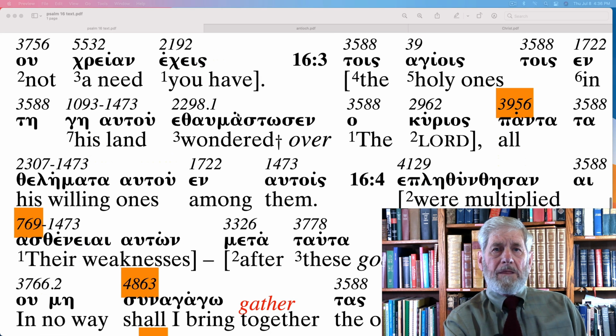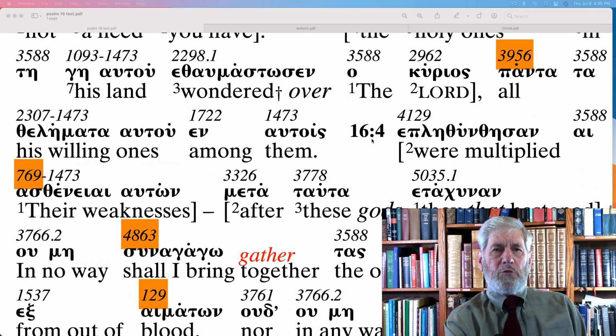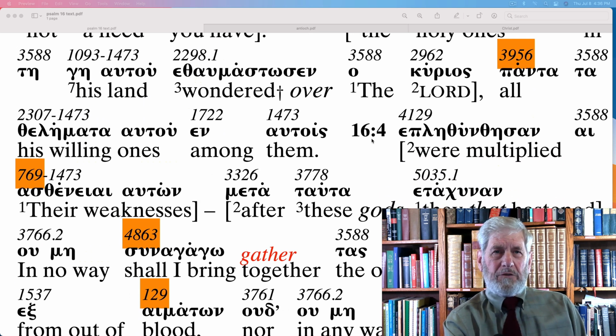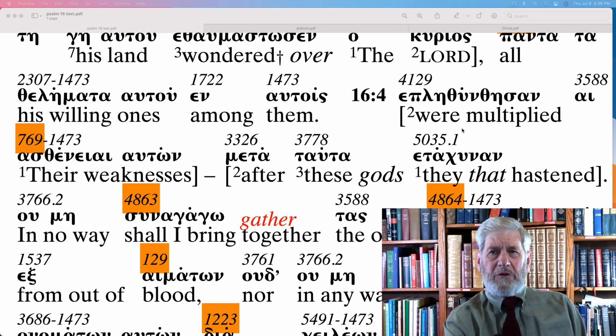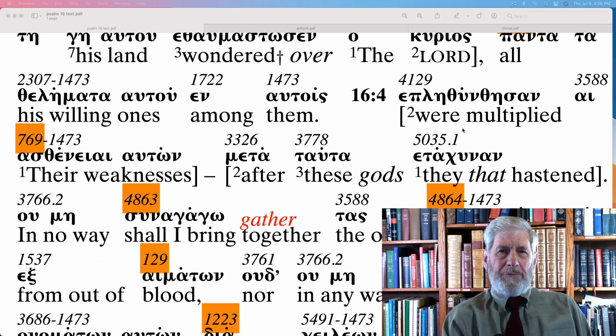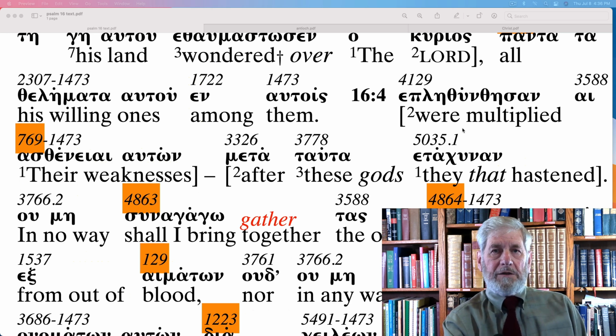The Lord wandered or marveled over the holy ones in his land, which would be Israel, all his willing ones among them. So he marvels over the wonderful people that are doing the things of his. But then it says their weaknesses were multiplied. So the people that are in the land, many of them are not following the Lord. And their weaknesses grew and grew until eventually the people were taken away by Nebuchadnezzar into Babylon.